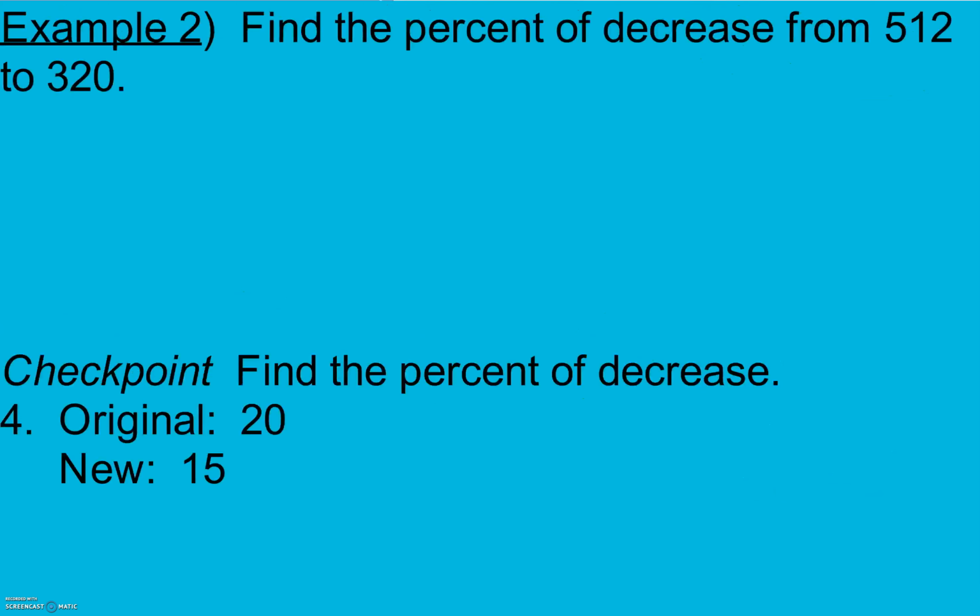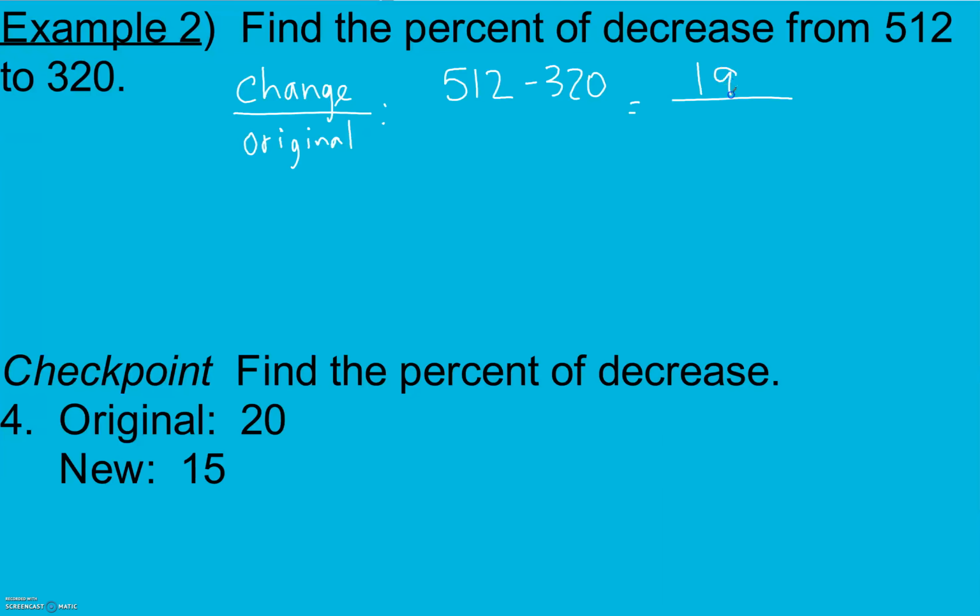In example 2, we're going to find the percent of decrease from 512 to 320. So here we're looking for the percent of decrease because we went from a big number to a small number, from 500 down to 300. We're going to find it the same way. We're still going to take our change divided by our original. So to find our change, we're still going to take bigger minus smaller. Here I get 192.